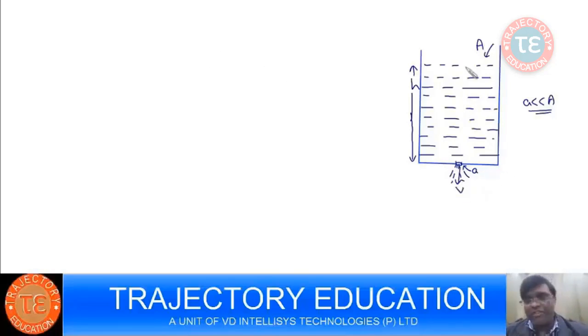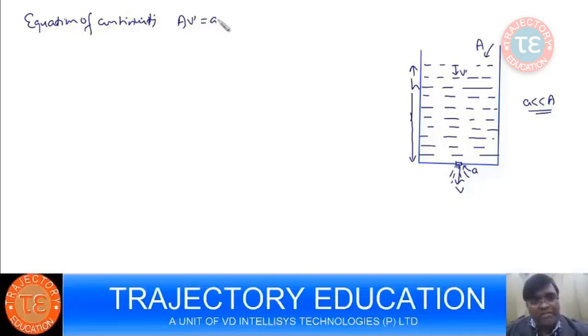Suppose V is the velocity with which water comes out, and suppose V dash is the velocity with which the water level falls down. Then from the equation of continuity, I can say A V dash is equal to a V.